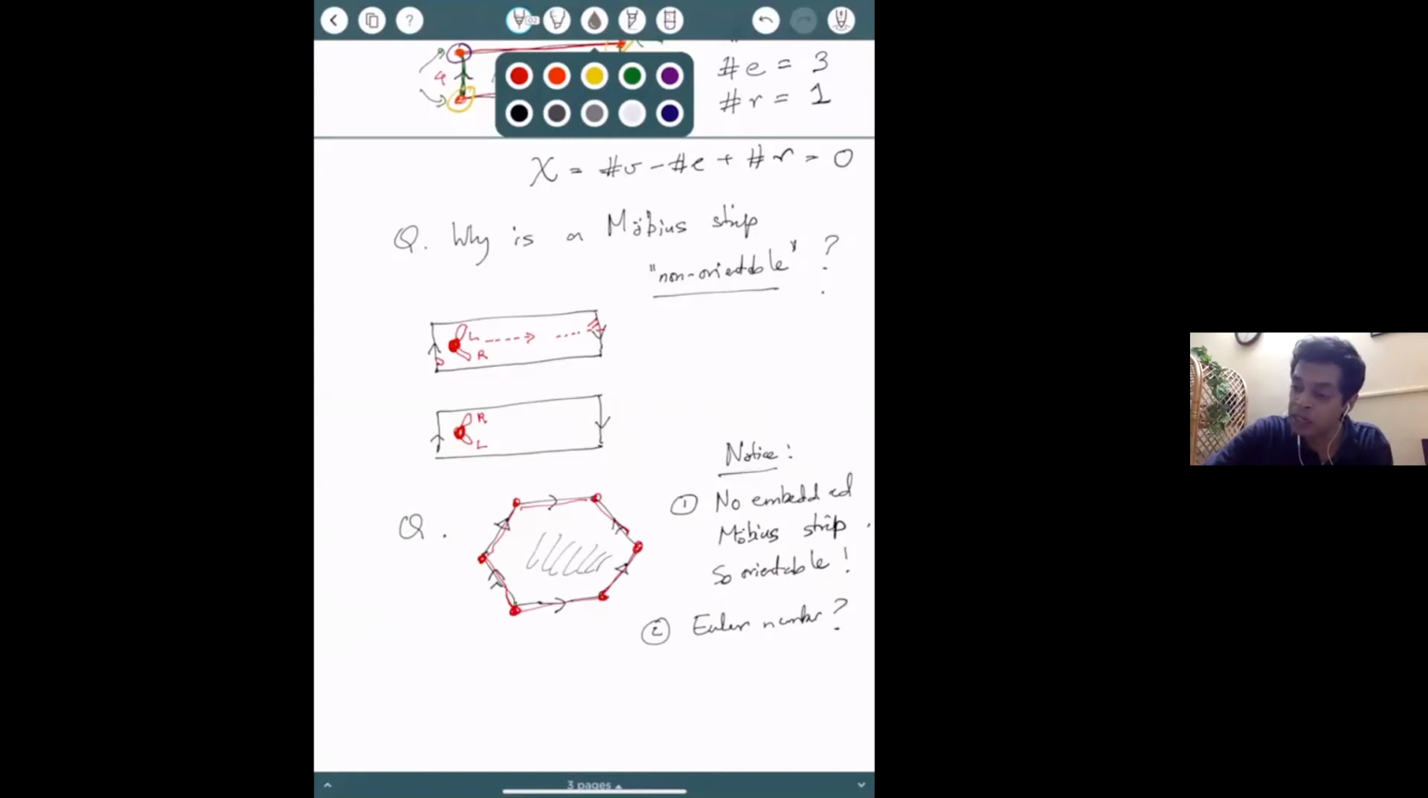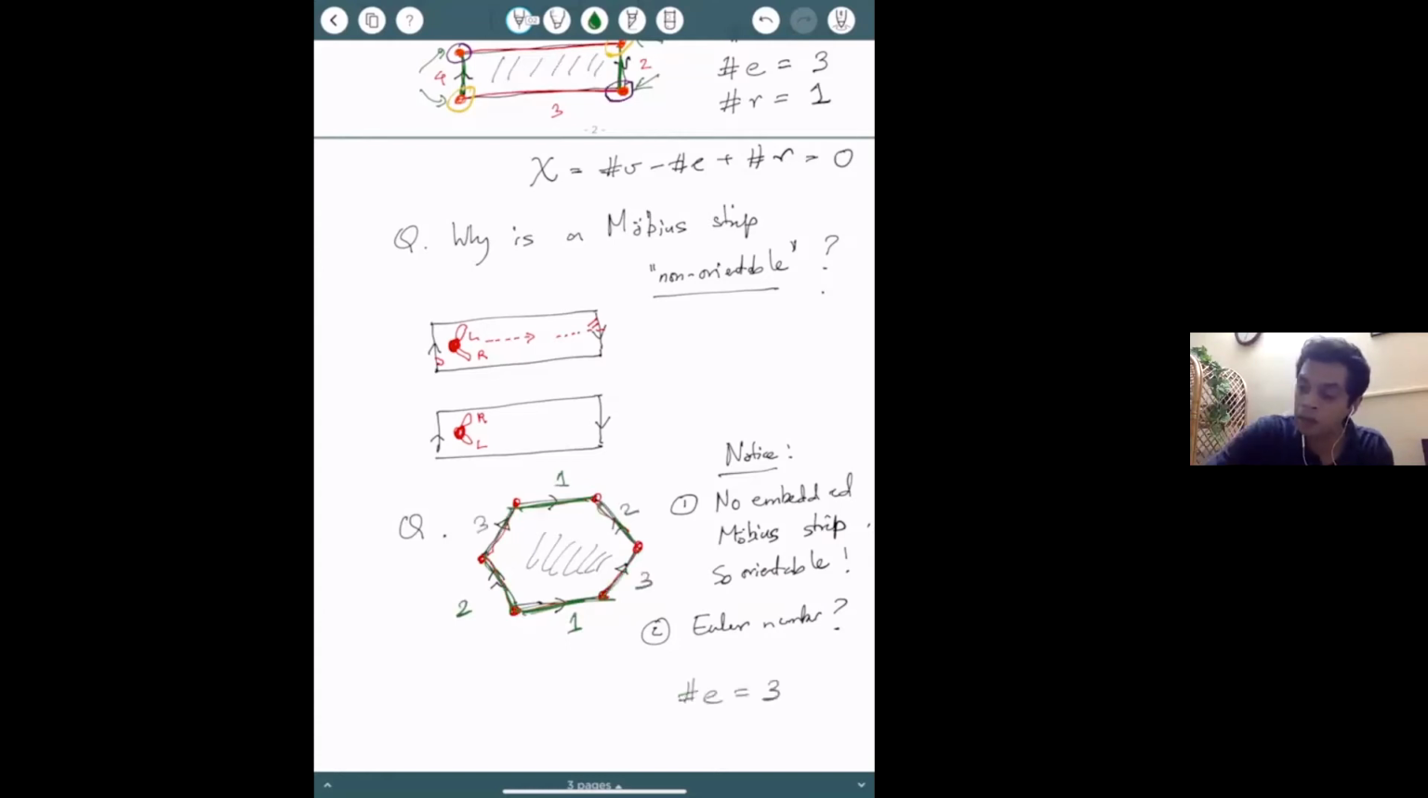So first of all, we see that there are 3 edges, right? Because this edge and this edge are identified, that's, let's say, edge number 1. This edge and this edge are identified, so that's 2. And this edge and this edge are identified. So there are 3 edges. So the number of edges is 3.